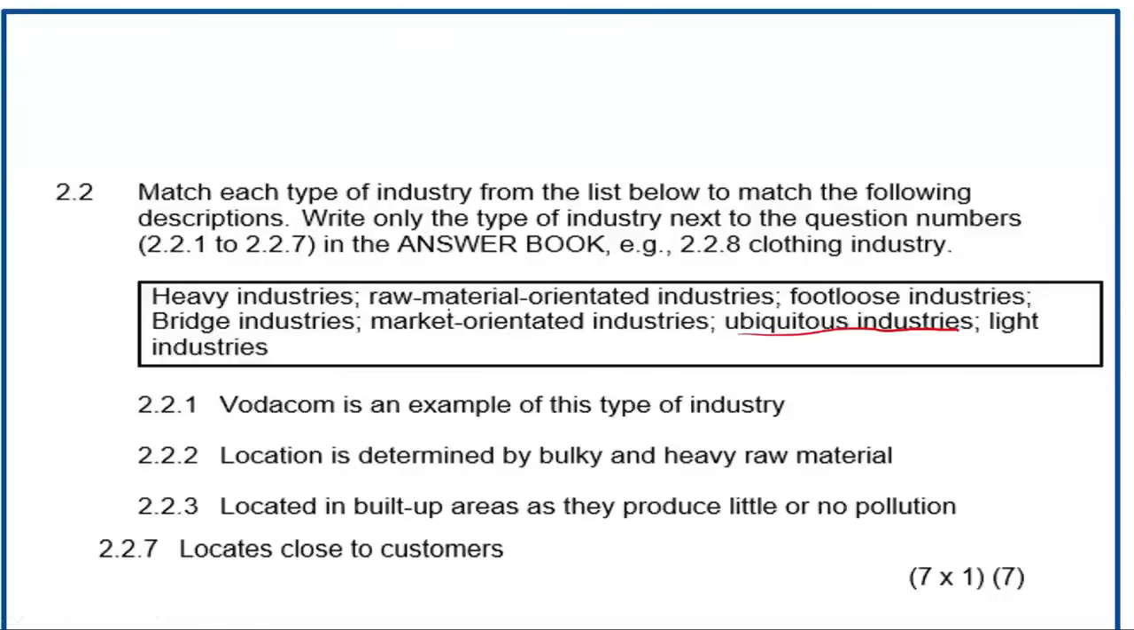Location is determined by a bulk and heavy raw material. So these ones will be the raw material orientated. Vodacom is an example of ubiquitous industry. Located in built-up areas as they produce little or no pollution. So which one produces little or no pollution and can be found there? This will be your light industries.